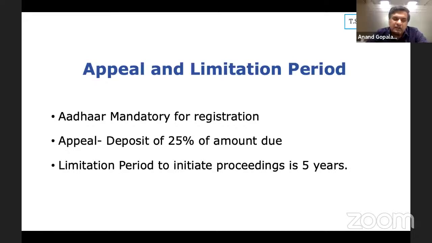Aadhaar registration: the Supreme Court has said you can't make it mandatory, but the code again makes Aadhaar mandatory for registration. If you want to challenge any order passed under this code, PF, ESA, or whatever, you have to deposit 25% of the amount. ESA already had a limitation period of 5 years. Now the same 5-year period is being brought in across this code as well. So even for PF, they can't go and ask for beyond 5 years.